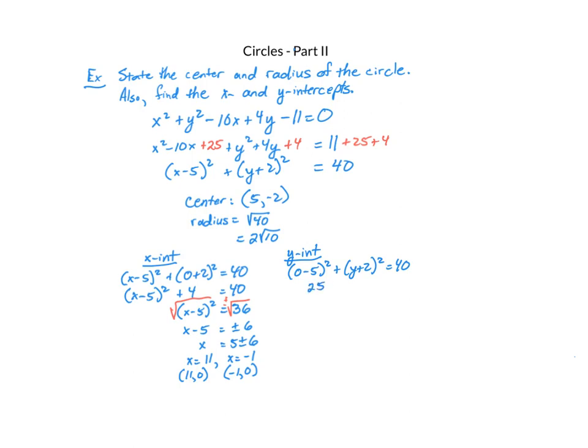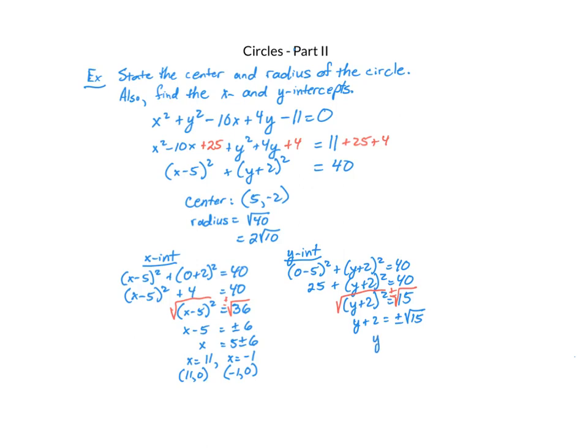That's 25 plus (y plus 2) squared equals 40. Let's subtract 25 and take the square root of both sides. So we have y plus 2 equals plus or minus the square root of 15. This time I can see that the y-intercepts will not be rational. Our x-intercepts were. Our y-intercepts are not.